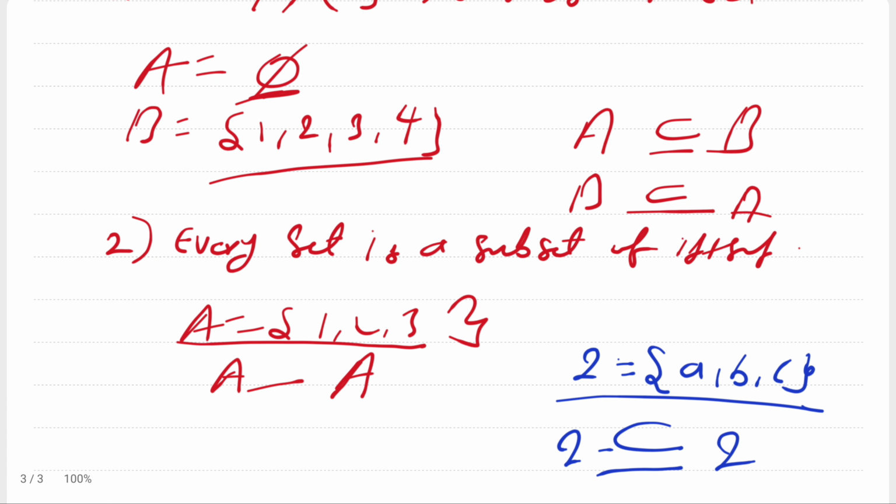Is it clear? Right. So if it is clear, then let's do some questions. This is a question for you. Do this on page number 37. Page number 37, it is given.